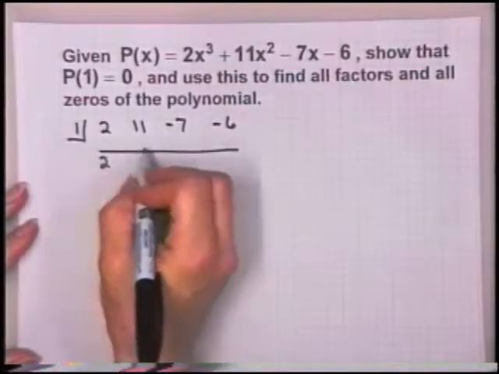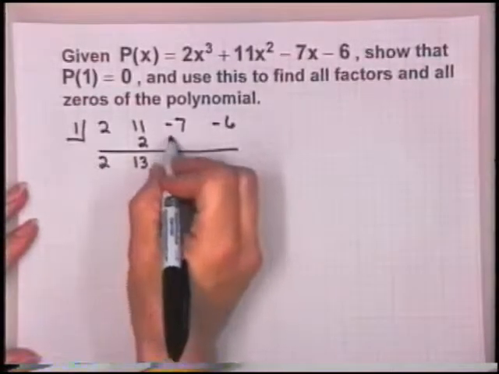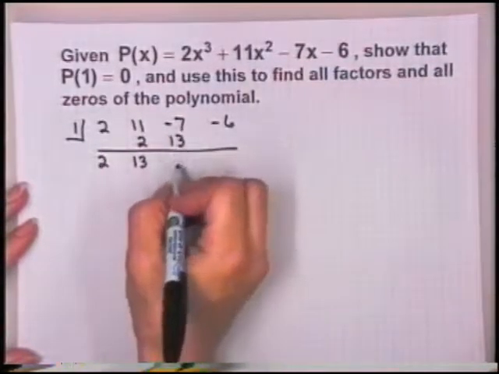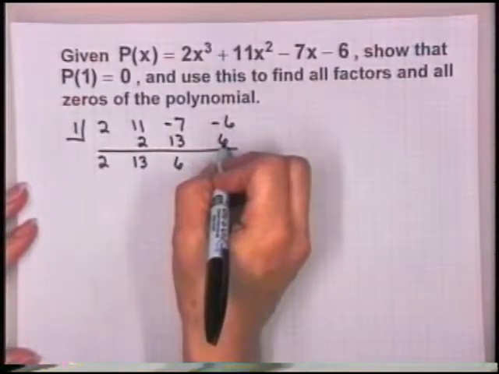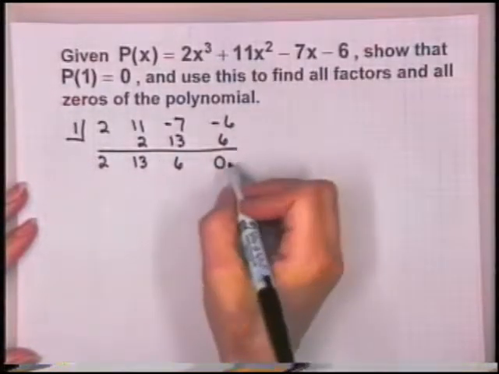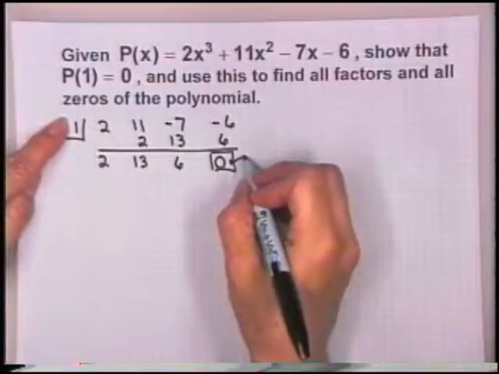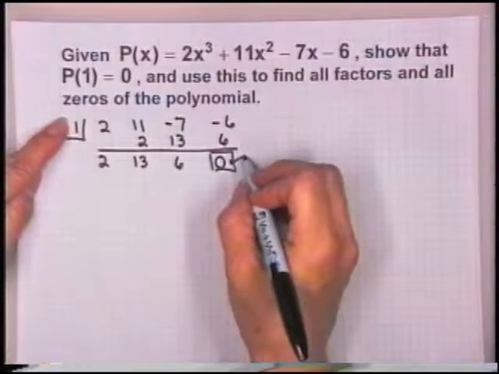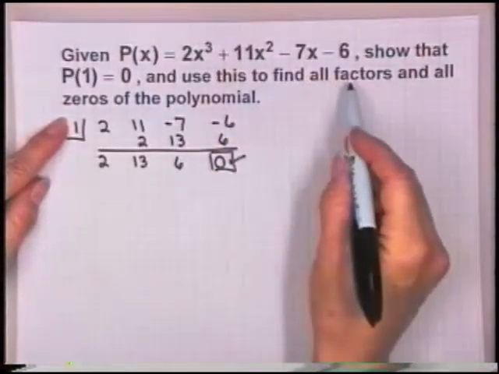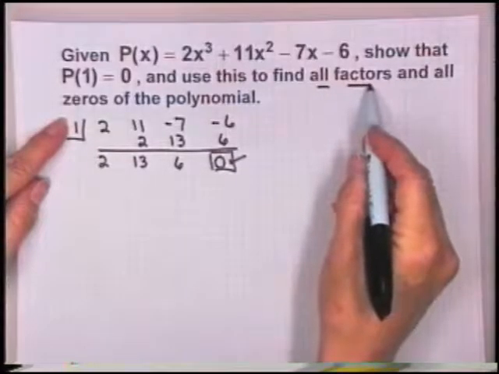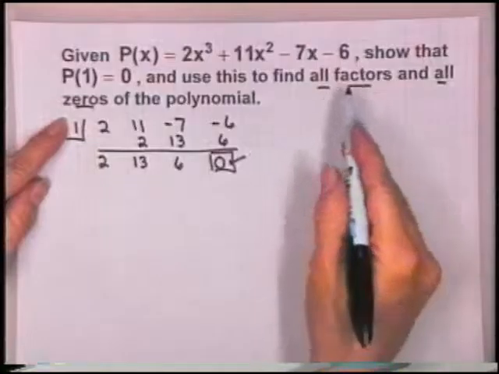Okay. Synthetic division, let's pull that 2 down. 1 times 2 is a 2. Adding, I get 13. 1 times 13 is 13. When I add here, I get a positive 6. 1 times 6 is 6. When I add, I get 0. So if I put a 1 into this polynomial, I get a 0 answer. Okay? Now, p of 1 is 0. Use this to find all factors and all zeros.